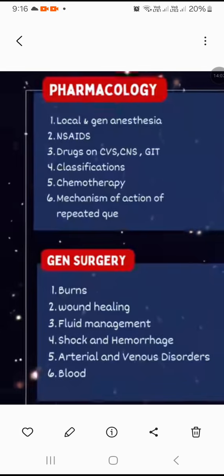General surgery, if you go into it, a very important topic is burns, okay. Burns is very important. Wound healing, then fluid management. Shock is an important topic in hemorrhage, arterial venous disorders and blood, okay. So just go through all these topics very fast, okay.